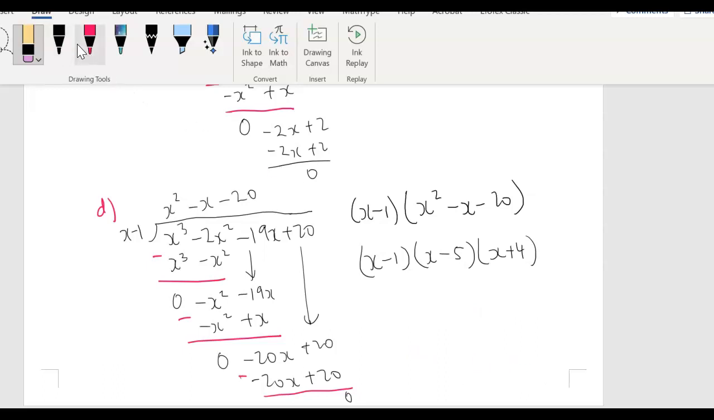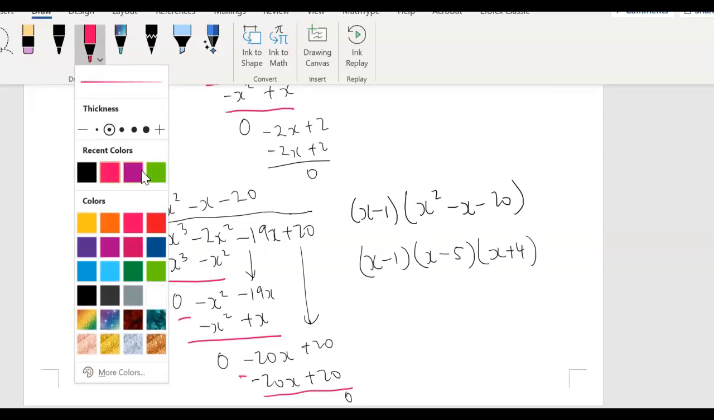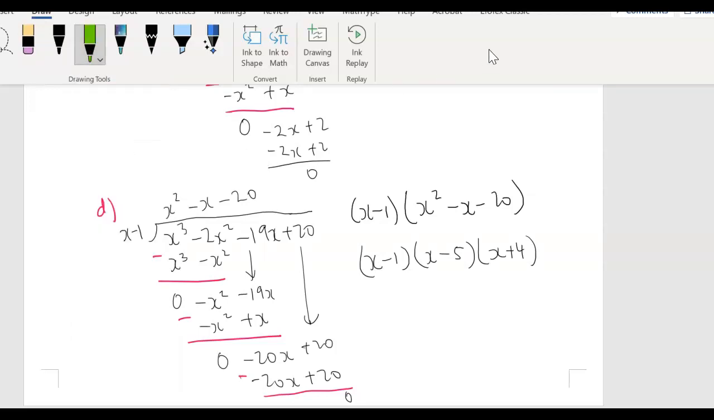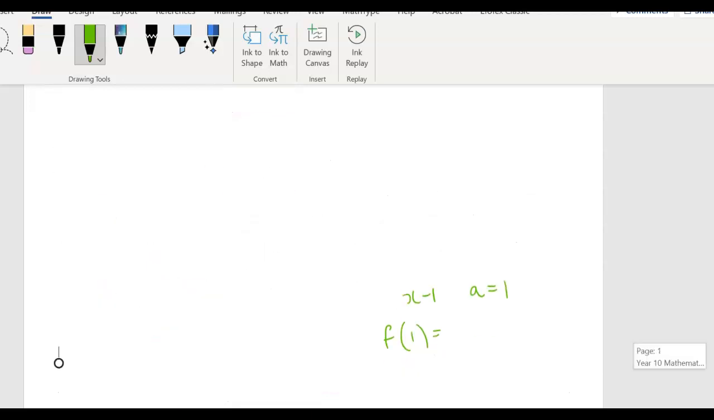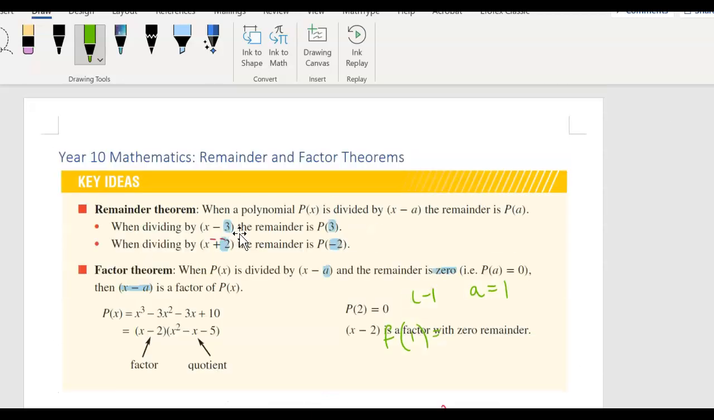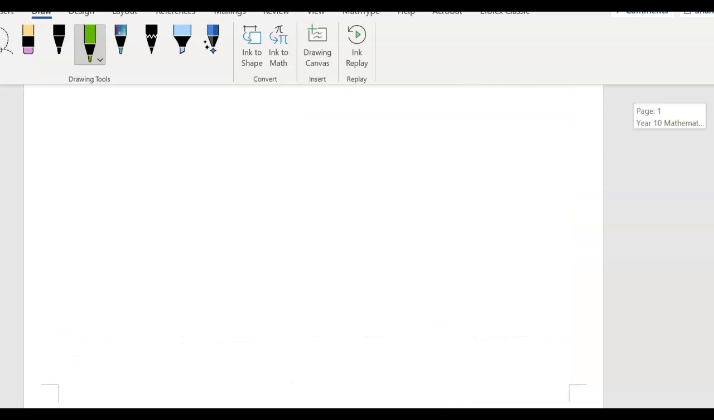All right, so let's do it in a different color so you can see. So I did the remainder theorem on the calculator, but I probably should have done it by hand. So if you've got x minus 1, that means we've got a is equal to 1. So all we're going to do is substitute in f of 1. All right, so if we go back to the remainder theorem, it doesn't like scrolling. All right, so the remainder theorem, we're just substituting in what this is, which is what we did on the calculator before when we used define.